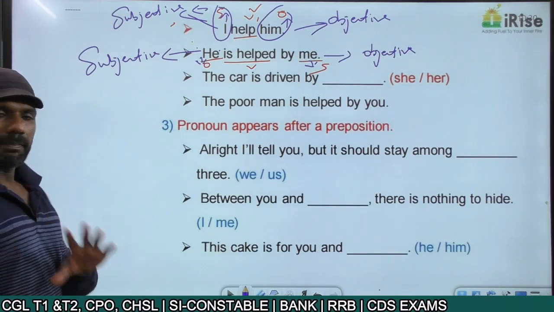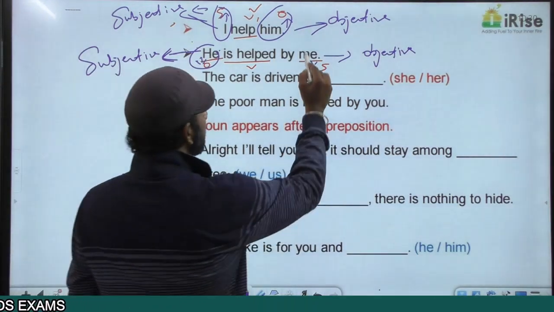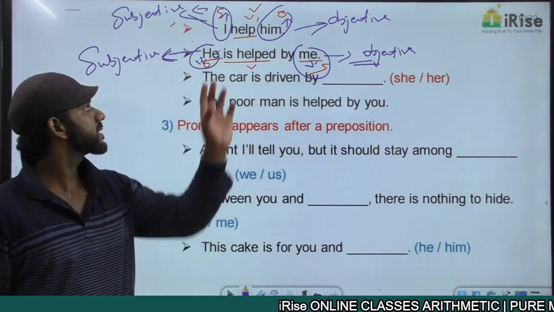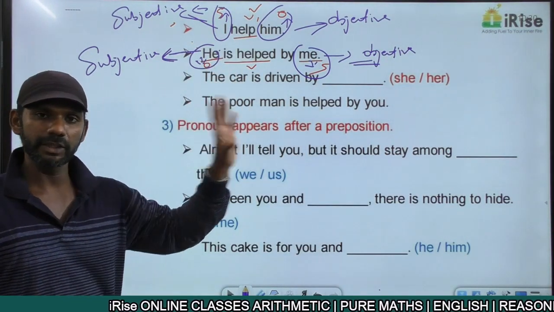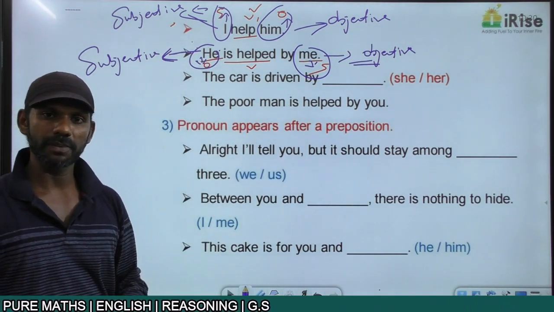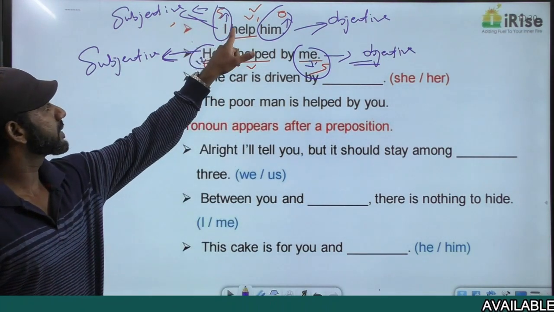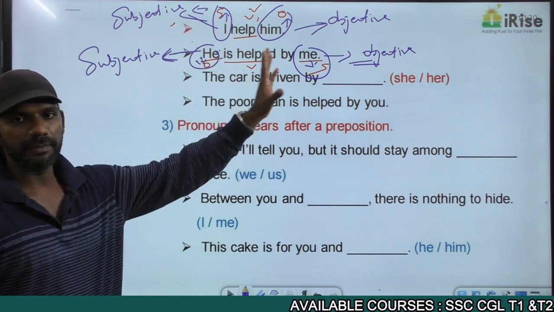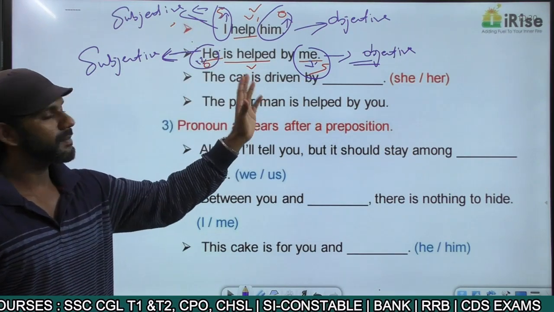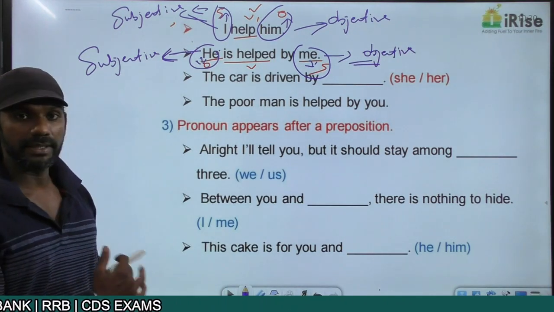Passive voice. In the passive voice, the object will be in the subjective form and the subject will be in the objective form. In the active voice, the subject will be in the subjective form, the object will be in the objective form. In the passive voice, just reverse it, just the opposite of it. That's it. I repeat. In the active voice, the subject will be in the subjective form, the object will be in the objective form. In the passive voice, the object will be in the subjective form, the subject will be in the objective form. Clear? I've gone through this rule as well. Come to the next statement.